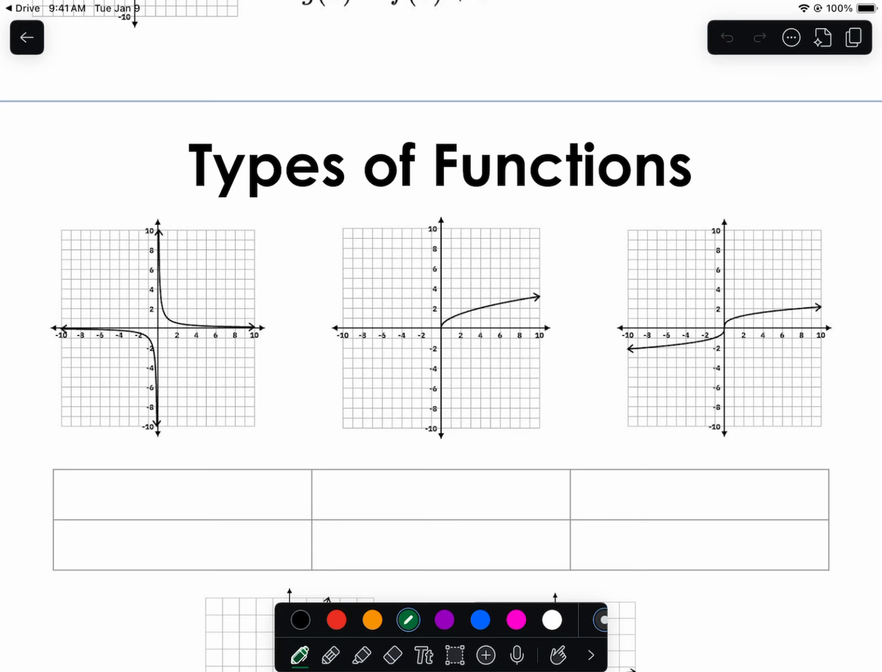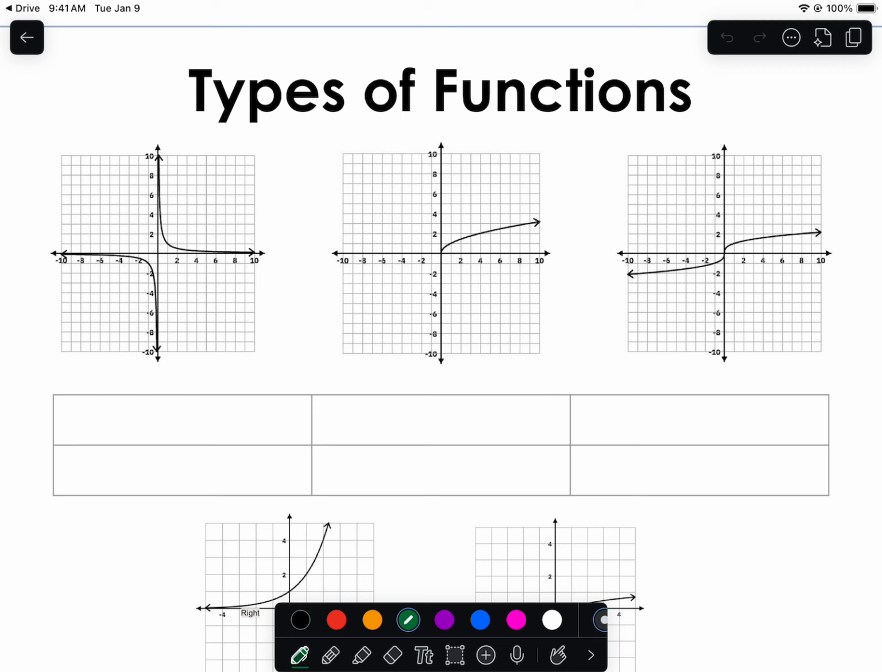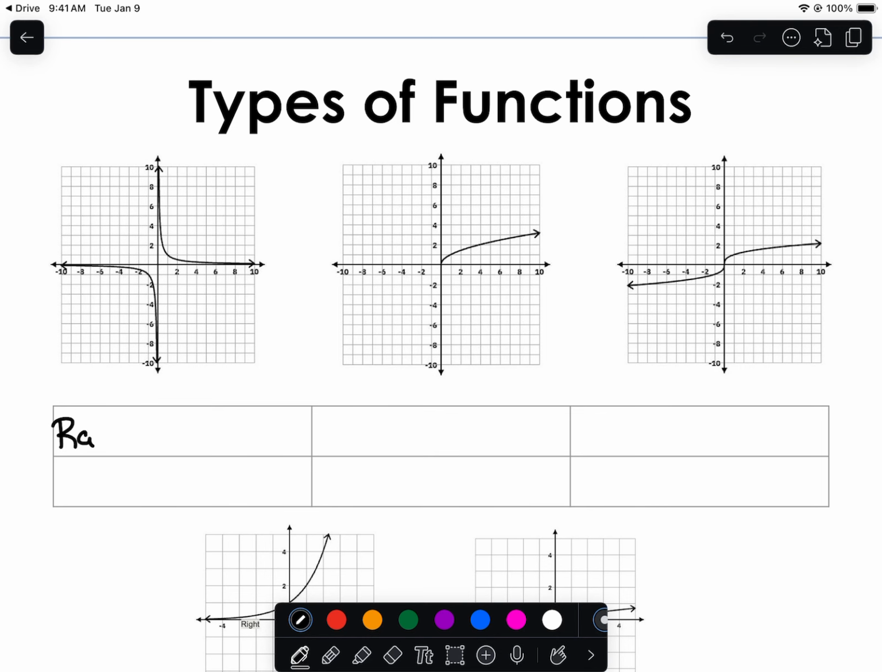Today we're going to talk about types of functions, and talk through transformations and key features. So here we go. Number one, this is our rational function, R-A-T-I-O-N-A-L, and that's given by f of x equals 1 over x. These are all the parent functions. They're the most basic ones.